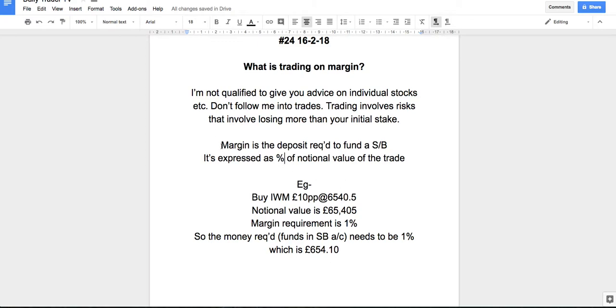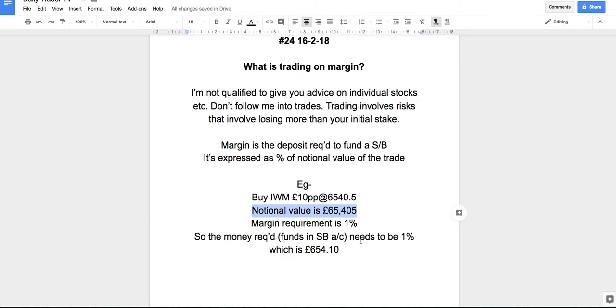So let's go over it again. Margin's the deposit required to fund the spread bet, because you're not buying the shares. If you remember from the spread betting video, we're not buying the shares. We're simply placing a bet on the shares going up or down. So the spread betting company will ask you for a percentage of the notional value of the trade. In our example, at £10 a point at the price, the notional value is X, and 1% of X gives you the deposit that you require to put into your spread bet.